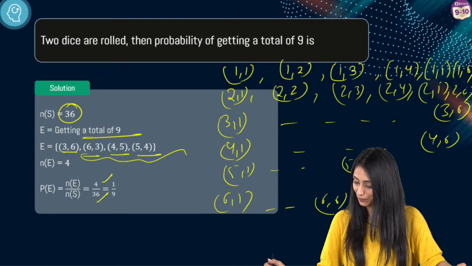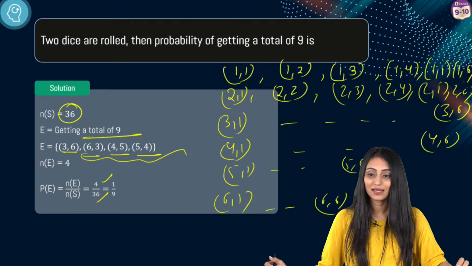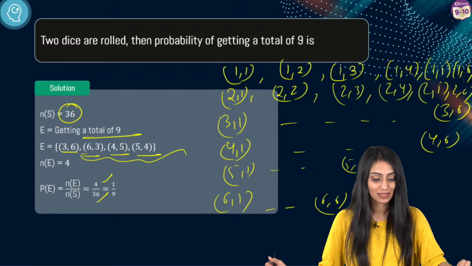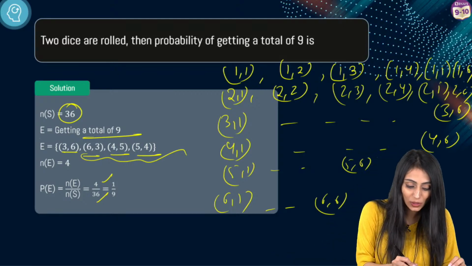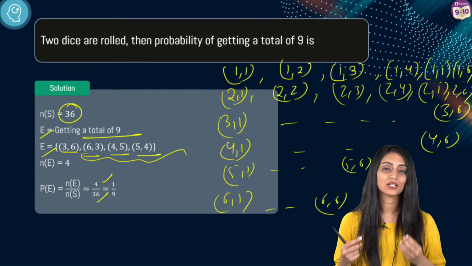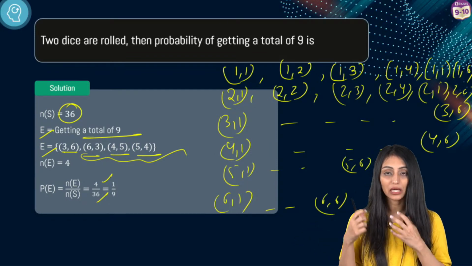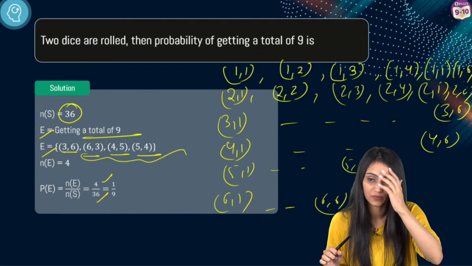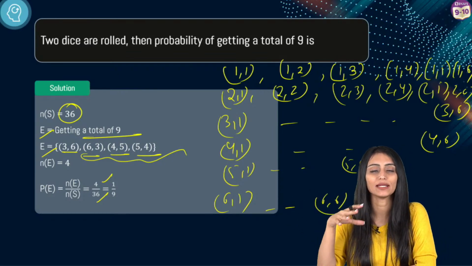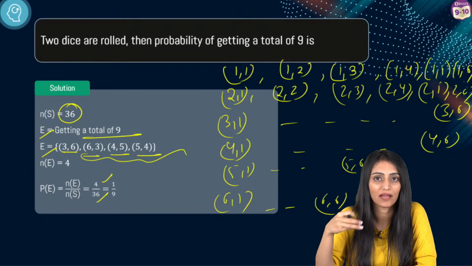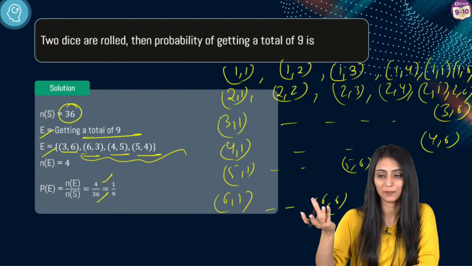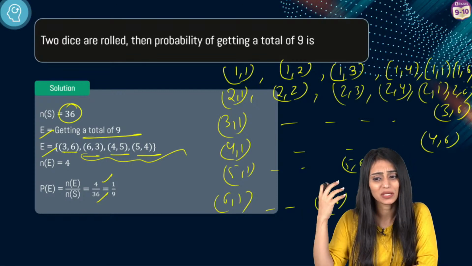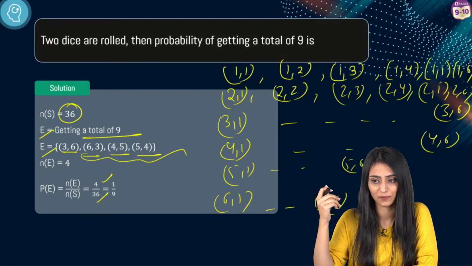All right. So basically, what is E? E is denoting the event. It's not necessary that you have to write E. What is the event here? That we have to get a total of 9. That is the event. So basically, every mathematical concept, every chapter, every topic, it has some mathematical language also, right? So E means the event that we are considering.